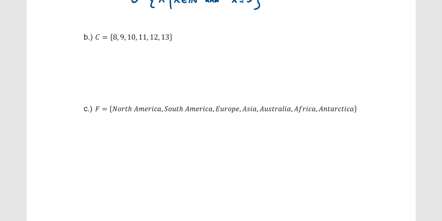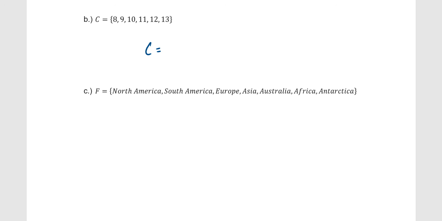Okay, let's do the next one. We have the set C is 8, 9, 10, 11, 12, 13. So let's start it off. C is the set of all x's such that, starting off the same way once again, and this is going to be natural numbers once again. So x is in the set of natural numbers, and it looks like it's between 8 and 13 inclusive. So that's going to be 8 and 13. And notice that I put or equal to's on the inequalities.